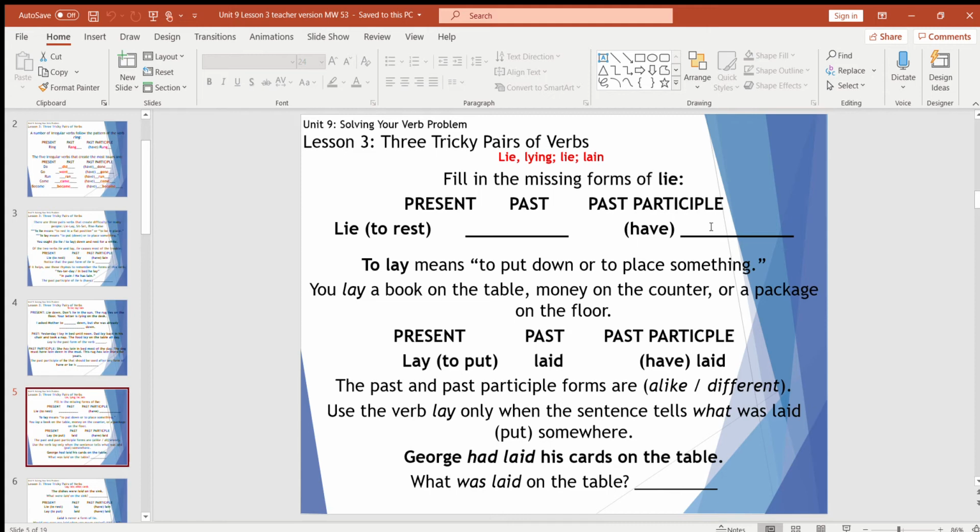Okay? Now again, by definition, to lay means to put down or to place something else. So you lay a book on the table, you lay money on the counter, you lay a package on the floor, you do it to another object.